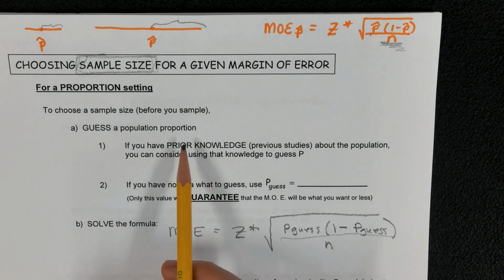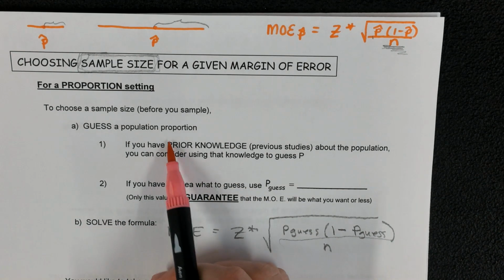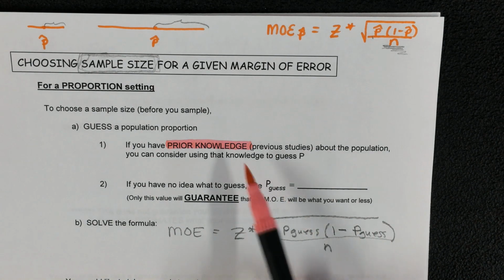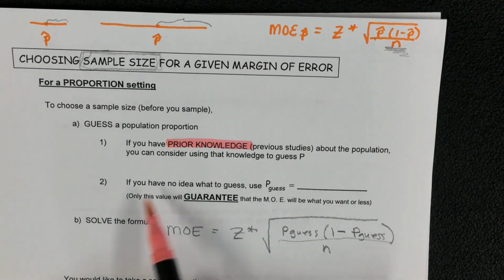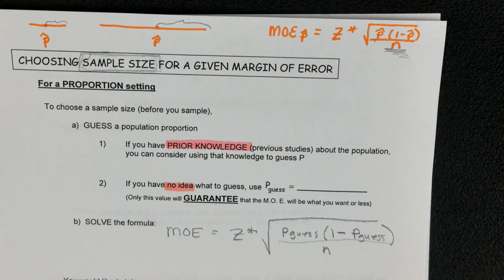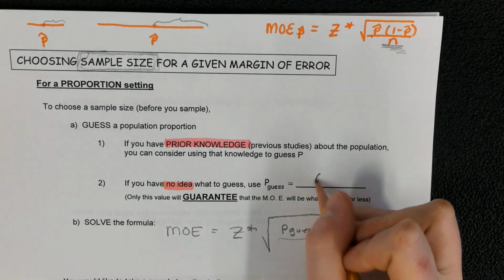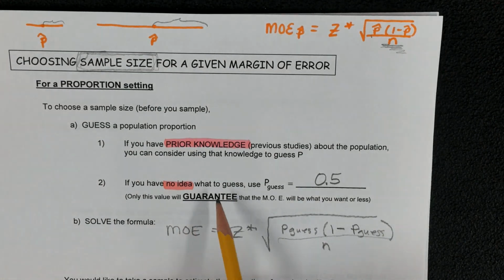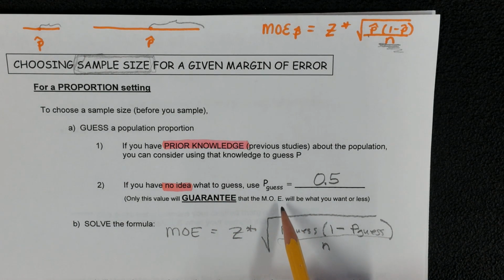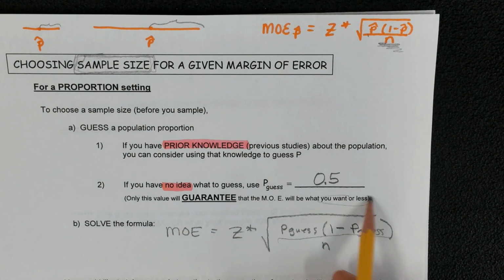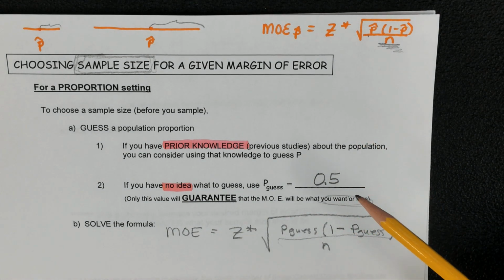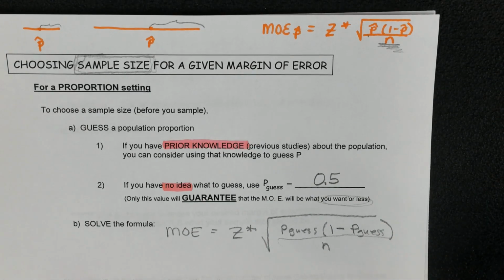So sometimes you will have prior knowledge, like maybe last year's tax records show what proportion of the population did something. We can use that from the past. Or if we have no idea, which a lot of times I have no idea what a good guess would be, we are going to use 0.5. This will guarantee you the right margin of error. It'll give you what you want or less. It's not super exact.